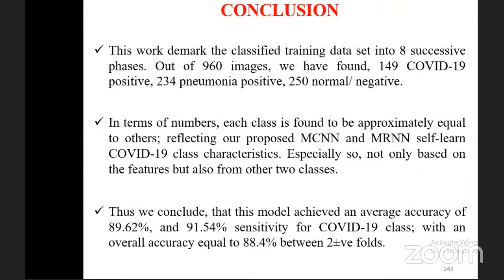So this is the conclusion of my today's international webinar on machine learning, data science application. I have executed 960 images. We have found 149 images are positive, 234 pneumonia positive, 250 normal and diagnostic. We got fantastic results, 89.62 and 91.54 for sensitivity for COVID-19 classes.